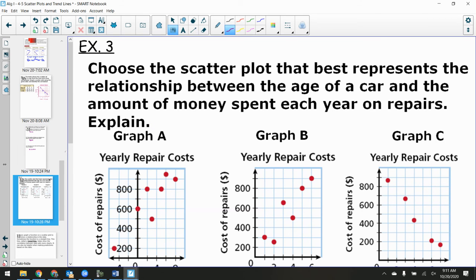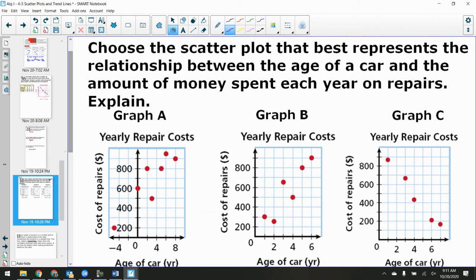Let's take a look here. Choose the scatter plot that best represents the relationship. Okay, so the relationship that I'm trying to show is the money spent on the car and the age of the car. What do we expect to happen as my car increases with age? What should happen on the money spent? It should increase. If the car is 10 years old, you're going to spend more on repairs on it. Probably, right? So as the car's age increases, the price of repairs is probably going to increase. So which graph can we throw out right away?